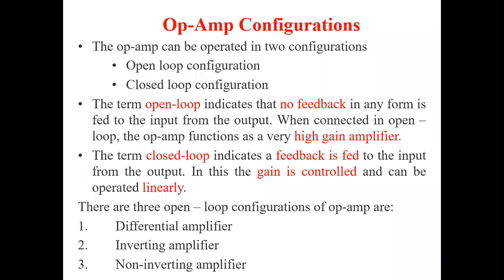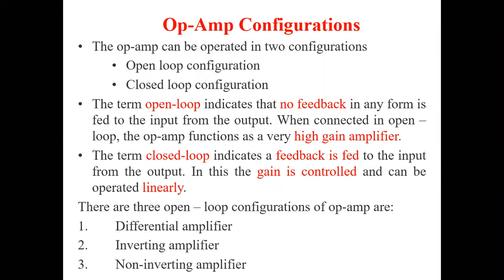Similarly, the term closed loop configuration implies that it uses feedback, that is, the input is fed a small portion of the output, which refers to feedback. In this, the gain is controlled and the op amp can be worked in the linear region. So this is how the op amp is used in two configurations.